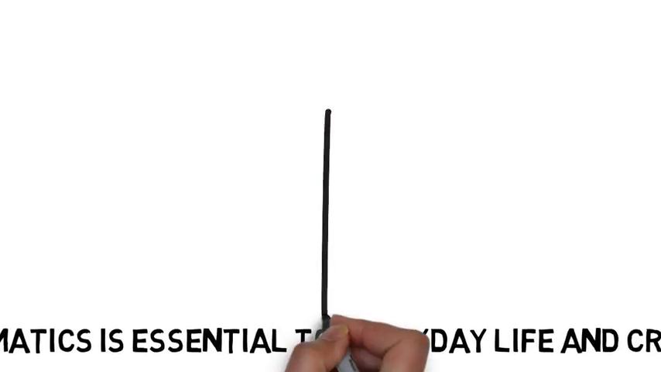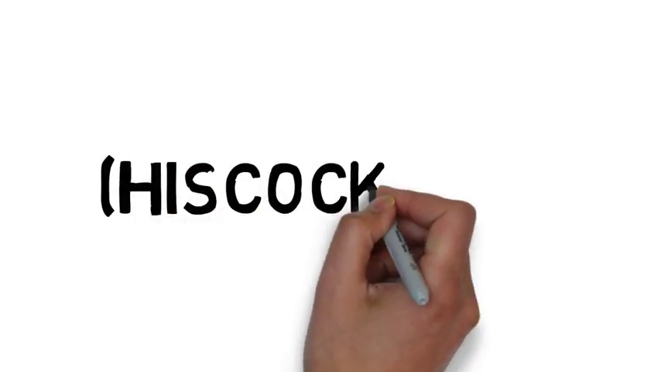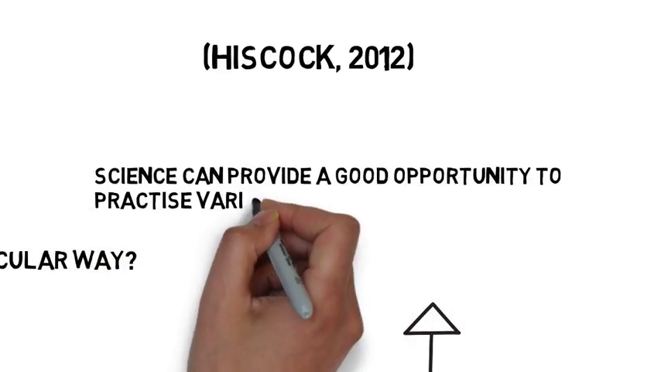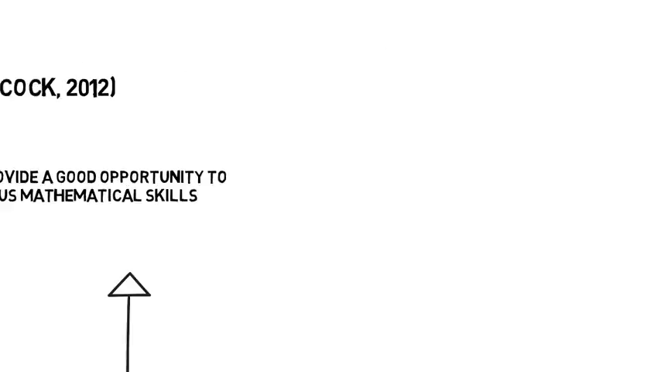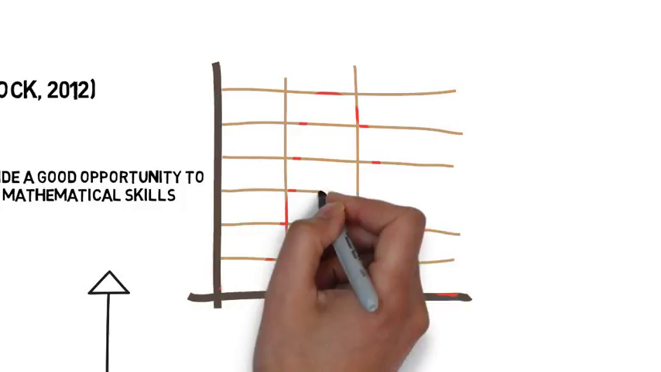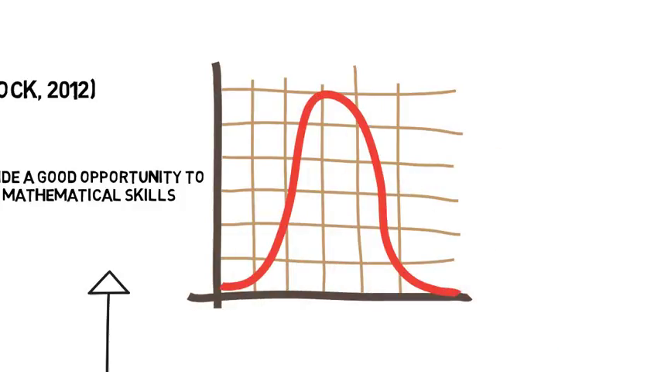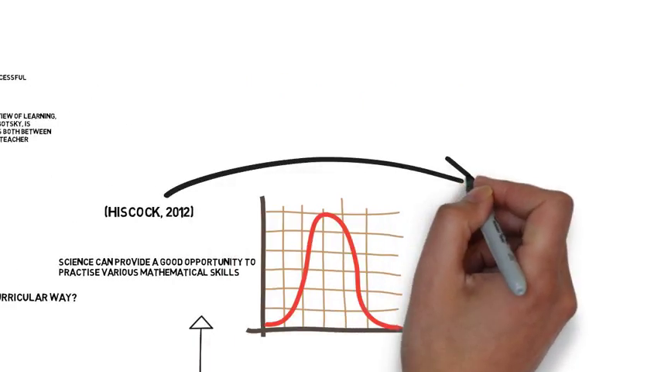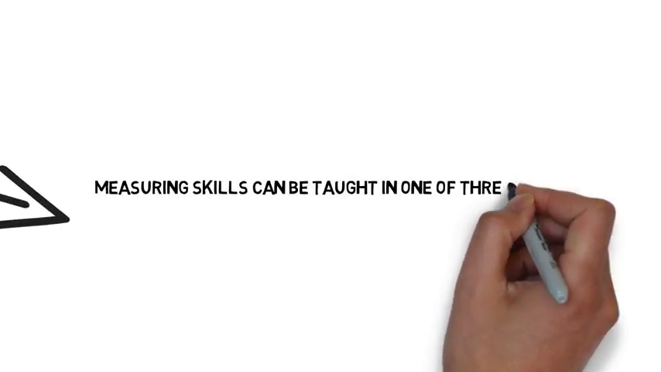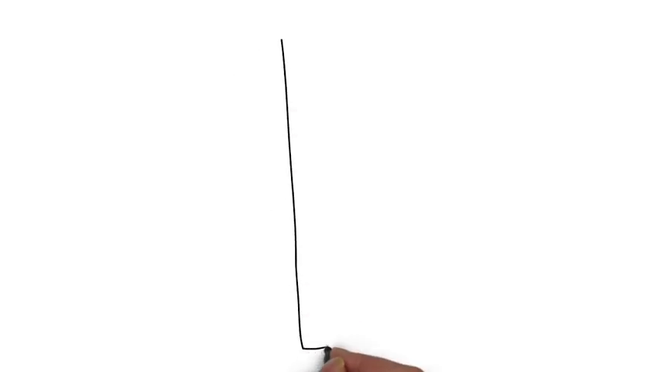Hiscock 2012 suggested that science can provide a good opportunity to practise various mathematical skills. Hiscock also goes on to link interpreting and presenting data. She explains how children can complete the process of constructing a bar chart or line graph, but lack the understanding to interpret what it shows. However, if the children are involved in collecting the data during a science experiment, this would help them to interpret the data overall. Another link Hiscock explains is how measurement is connected between mathematics and science. Measuring skills can be taught in one of three ways.